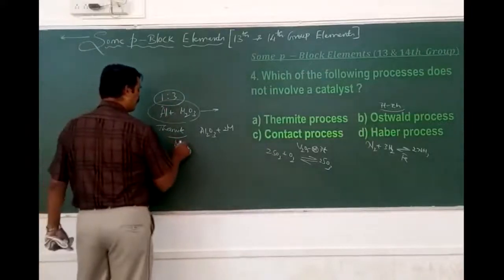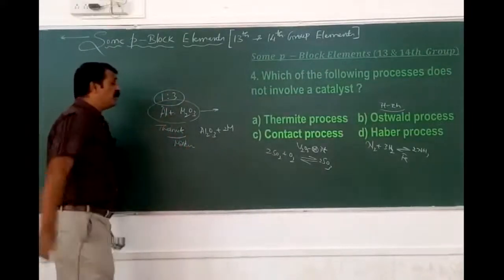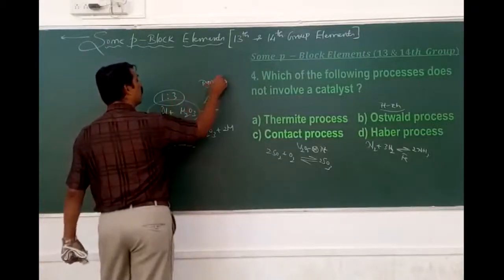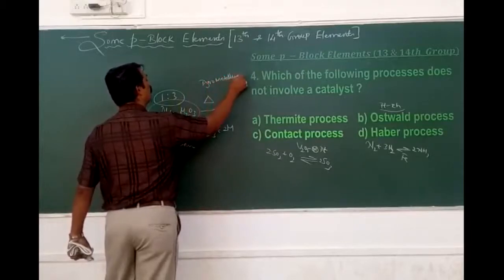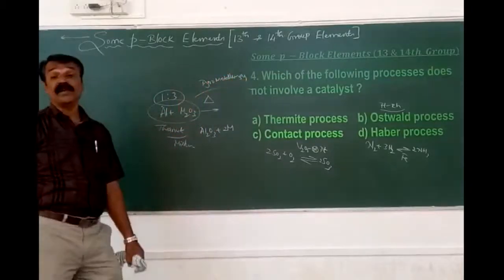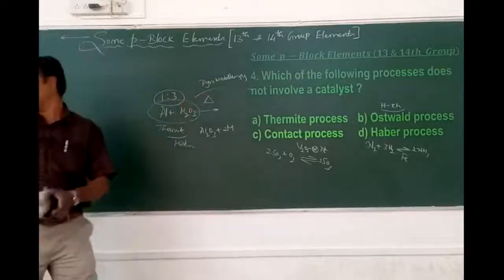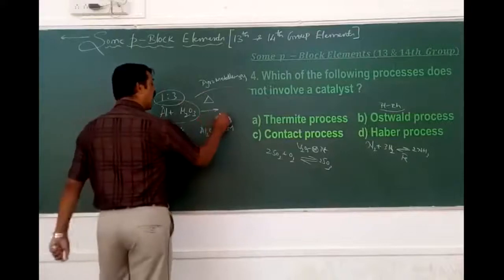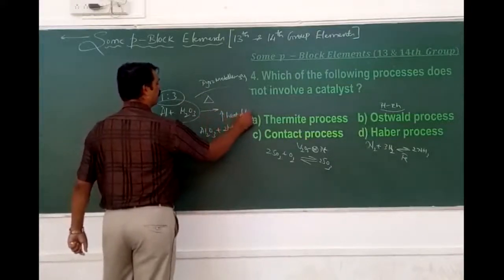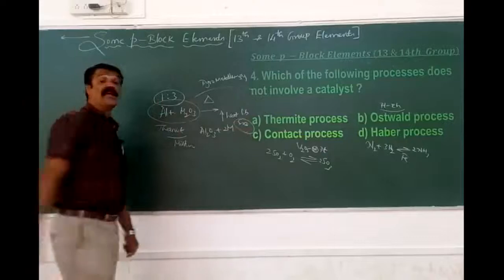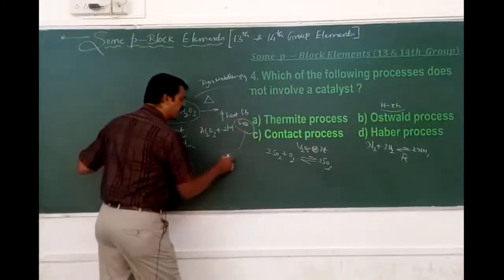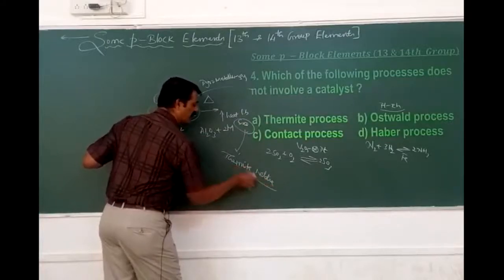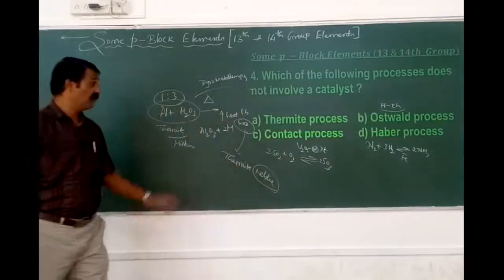This is called the thermite mixture. Here there is no need of a catalyst, but it requires a high temperature. That is why this process is particularly called pyrometallurgy, where we extract the metal by heating to a very high temperature. During this, a large amount of heat is liberated, so it is a highly exothermic reaction. That heat is used for the thermite welding process, which is why it is called the thermite process.